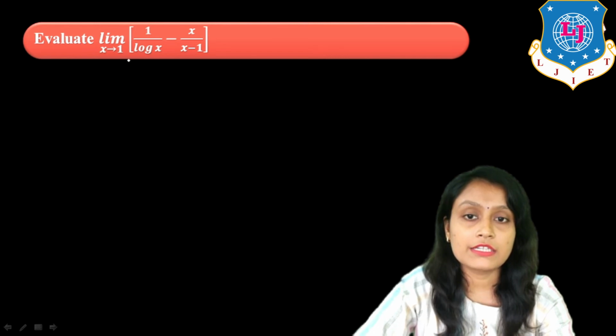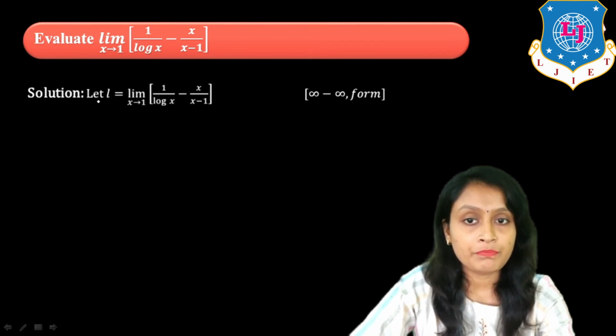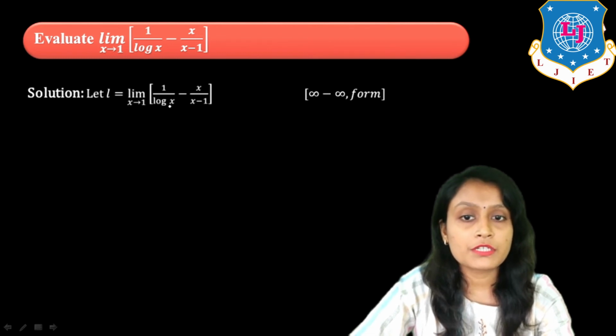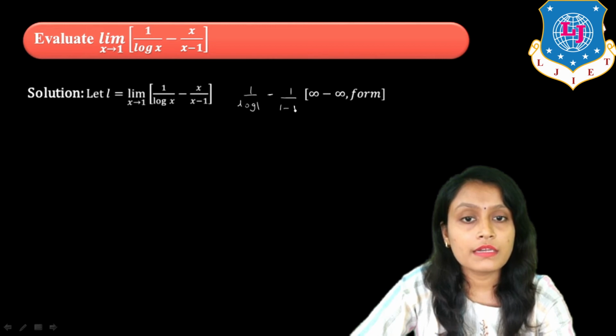Okay, so let's begin with the example. Evaluate limit x tends to 1 of 1 upon log x minus x upon x minus 1. Let's begin with the solution. Here consider this limit as f. Now if you substitute x is equal to 1, here you will get 1 upon log 1 minus 1 upon 1 minus 1. So here you will get 1 upon 0, so infinity, minus again 1 upon 0, so infinity. So here we have the form infinity minus infinity.